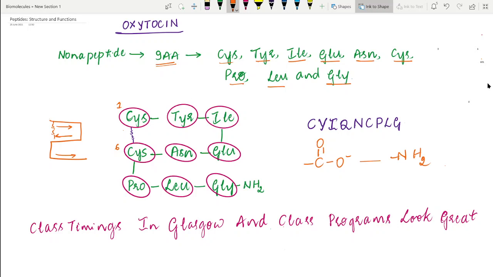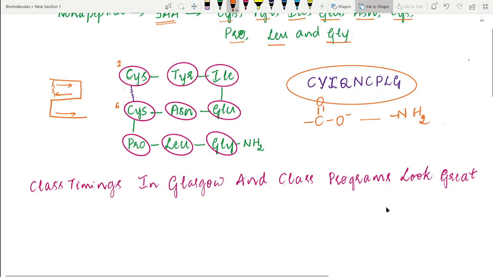You can also remember the sequence of amino acids by the single letter representation. For example, here I have written the single letter representation also. You can remember it as CYIQNCPLG. Or else, if you find it difficult to remember, you can use one mnemonic. Even though this mnemonic is not so meaningful, no problem, we can use it. Don't bother about its meaning. Grammatically, it's not so correct, but we can use it.